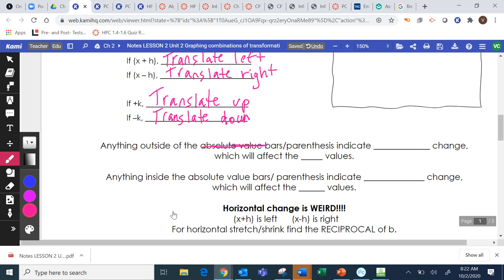Okay, anything outside of absolute value bars or parentheses indicates what kind of change? If it's on the outside, Jaden, what kind of change will that be?